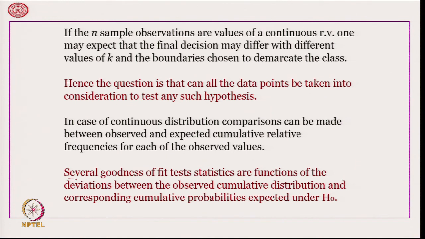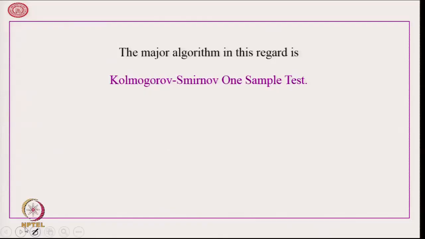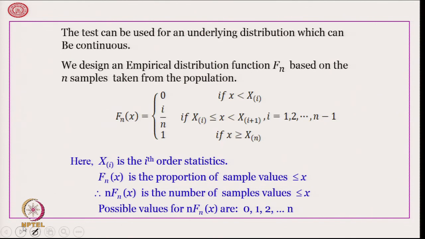So, several goodness of fit test statistics are functions of the deviations between the observed cumulative distribution and the corresponding cumulative probabilities expected under H naught. So, we shall study one major algorithm in this regard, which is called Kolmogorov-Smirnov one sample test. The test goes as follows. We design an empirical distribution function F n based on the n samples taken from the population.